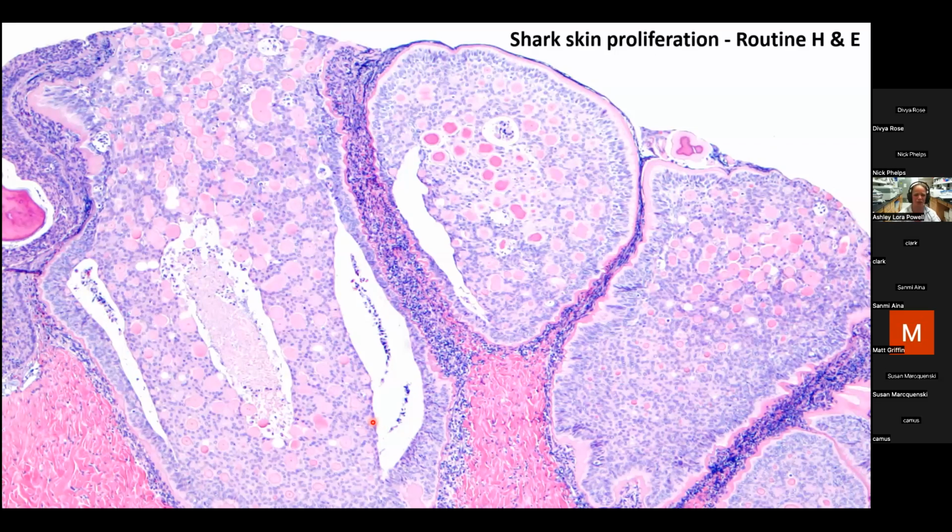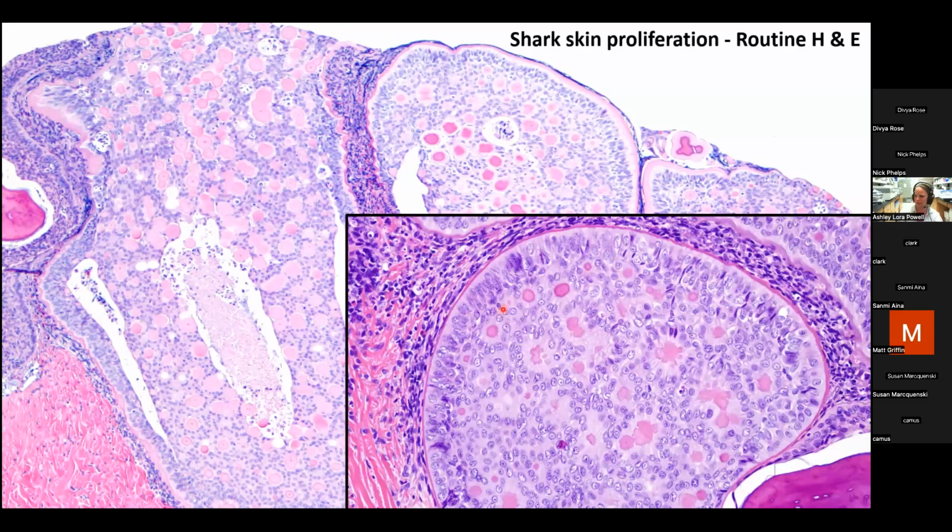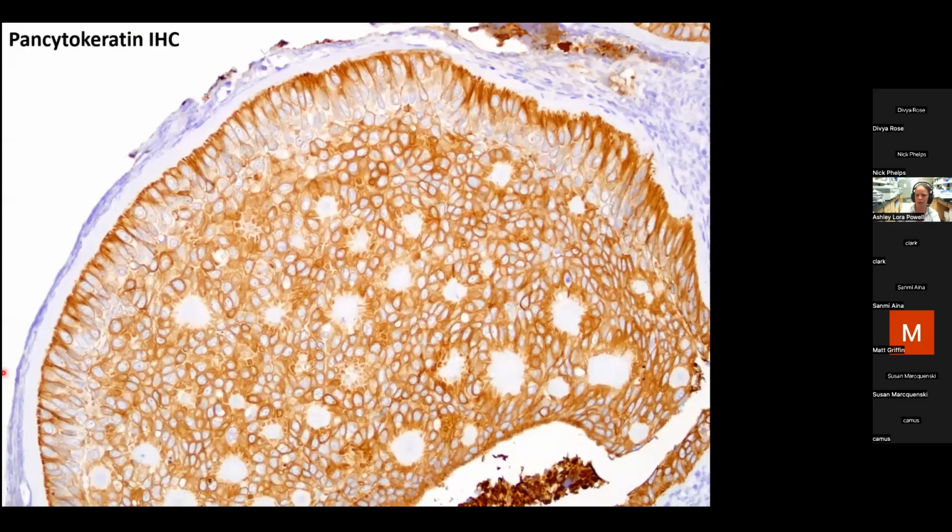We identified proliferative skin lesions in a sand tiger shark in a public aquarium. We weren't sure if the proliferations were from the epithelial component or mesenchymal component of the dermal denticle. And so that's when immunohistochemistry came in. So these are those proliferations, and these are the cells, and we wanted to see what cell origin all these cells were.